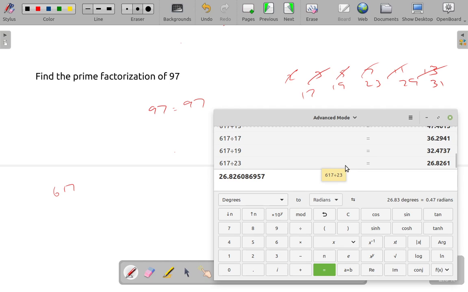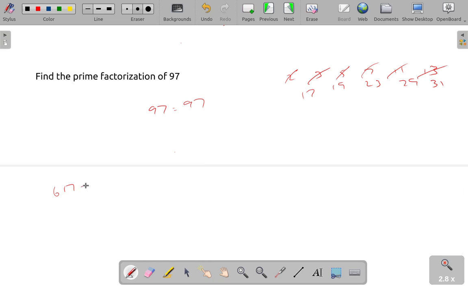At this point, my next prime number on the list is 29, you can see here. And 29 is bigger than that 24 point something. So this right here is prime.